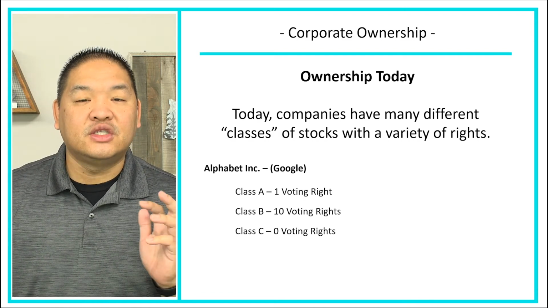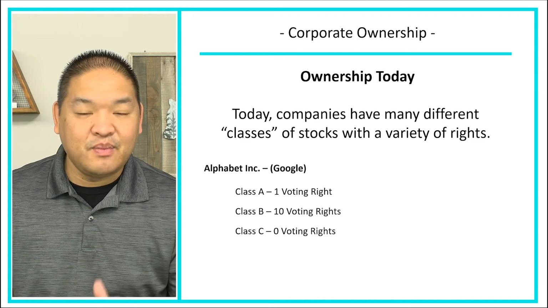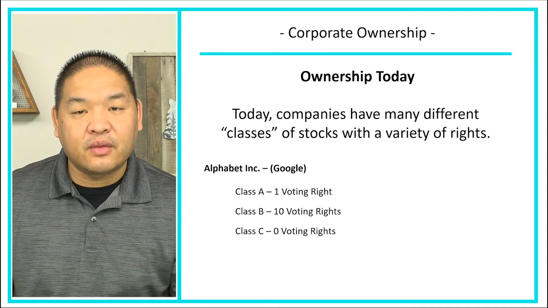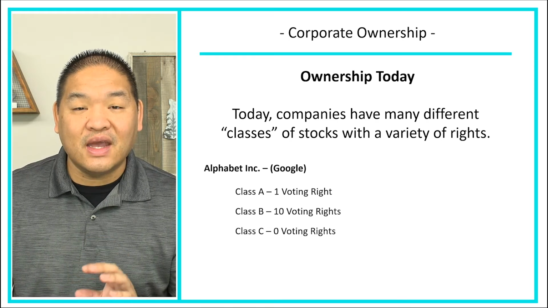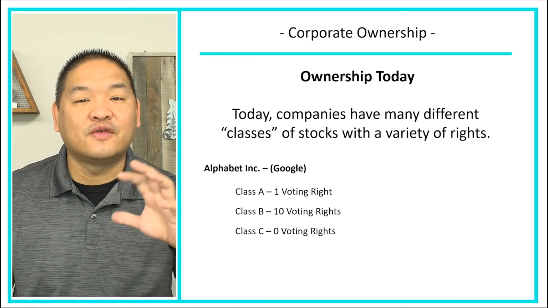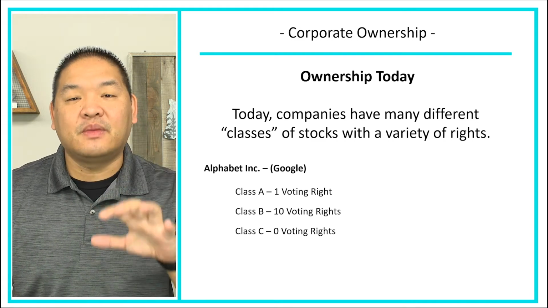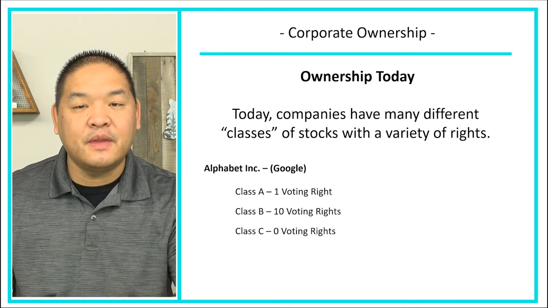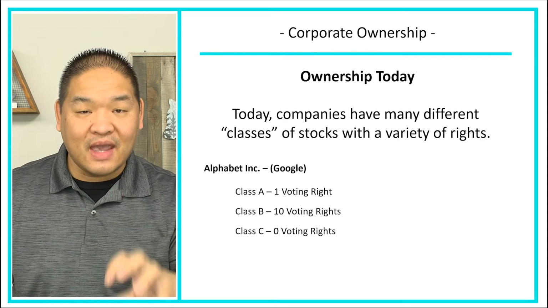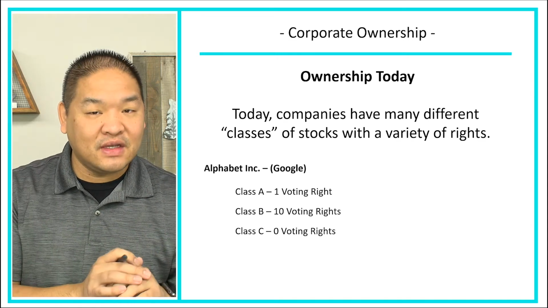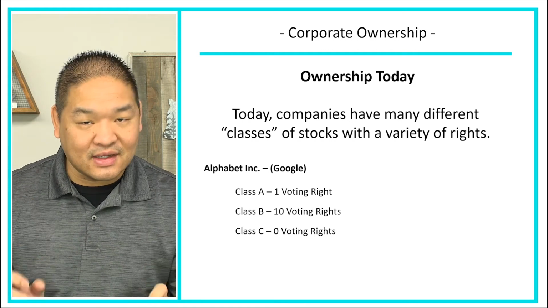Then they issued Class B. A Class B has 10 voting rights. So those 10 voting rights, those Class Bs, are only available to those executives, those founders of the company. Why? Because they want to keep control of their company, but they also need to be able to raise capital. And so to raise capital, they have to give up ownership, technically.